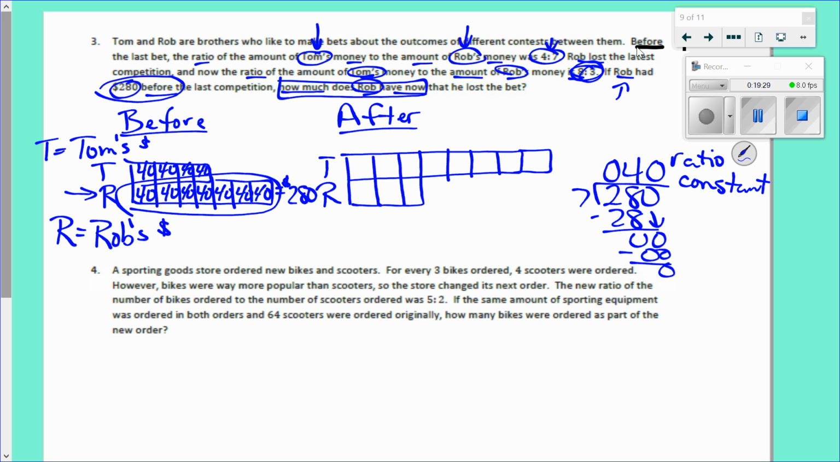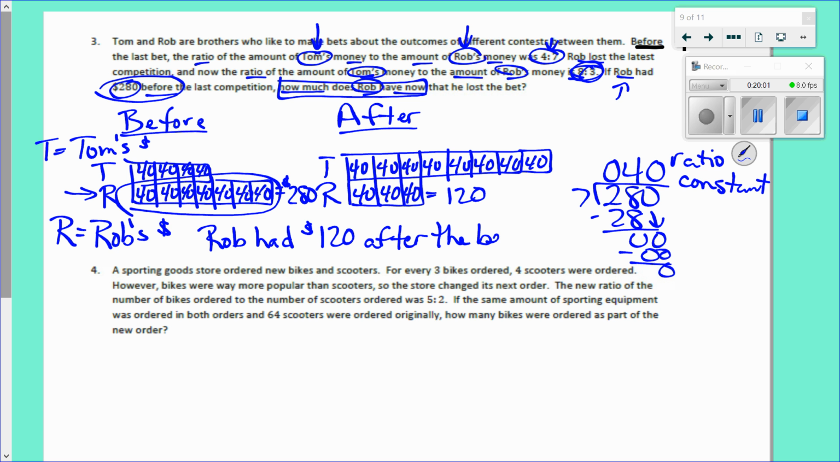So that looks good. Now, because they have the same amount of money and I have the same number of boxes, that ratio constant also switches to after. So I can now put that ratio constant in all of these boxes as well. And I now know Rob had 3 boxes of 40, so he is down to 120. So Rob had $120 after the bet. Full sentence answer.